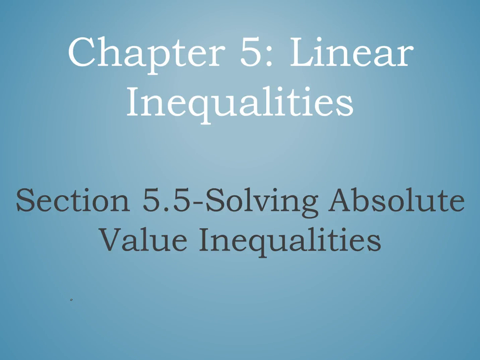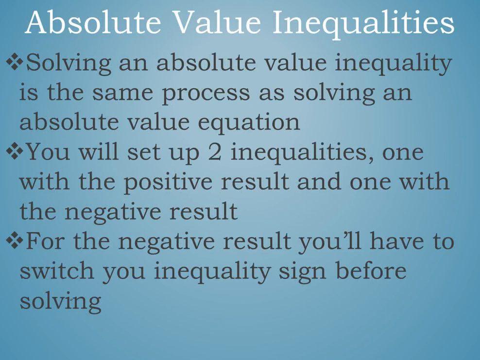Okay, so the next type of inequality we want to talk about how to solve is absolute value inequalities. So these are the exact same process to solve an absolute value equation as we've seen so far. You're still going to set up two inequalities, one with a positive result, one with a negative result, same as you do with the equations. The difference is you need to make sure when you set up your negative result, the second inequality, in addition to rewriting the number as a negative number, you must also switch the inequality sign before you go ahead and solve.